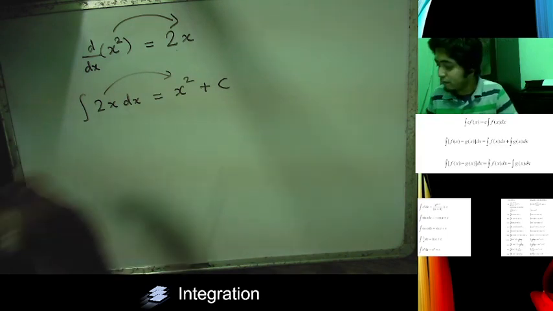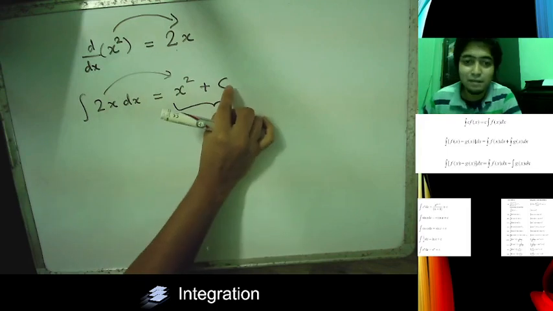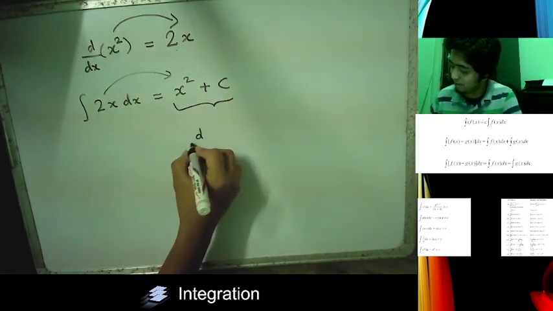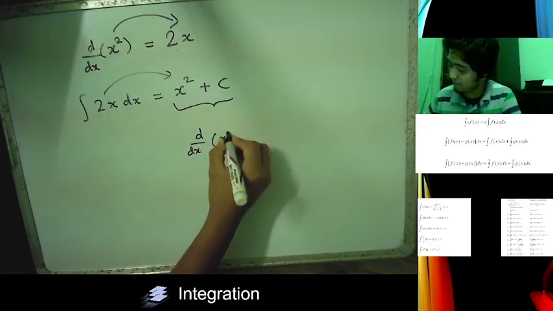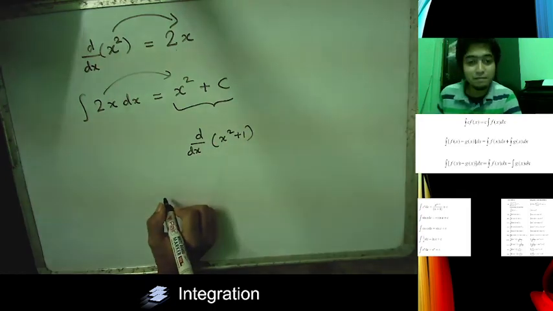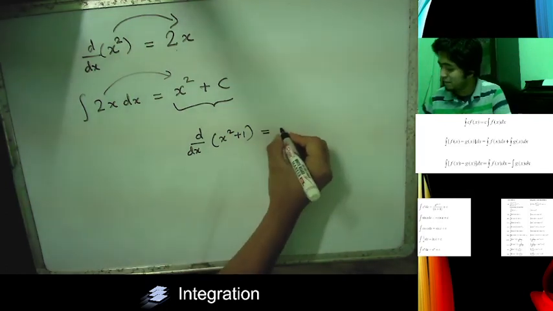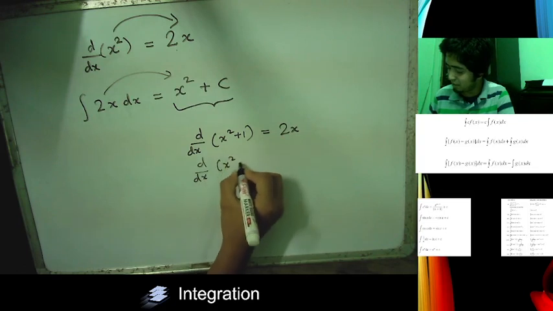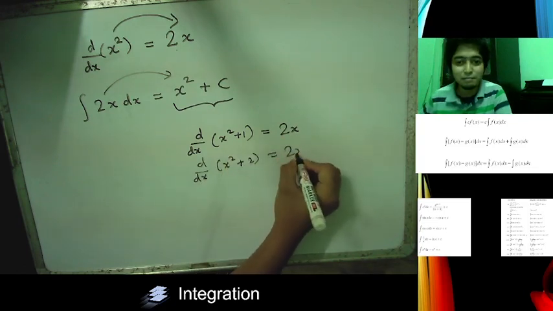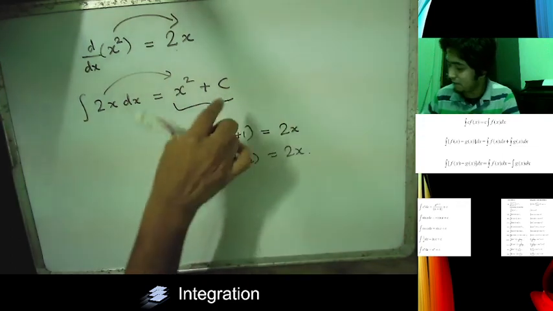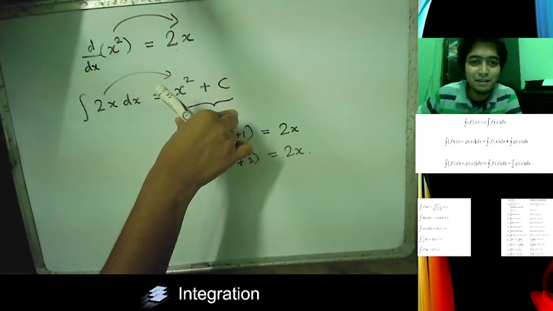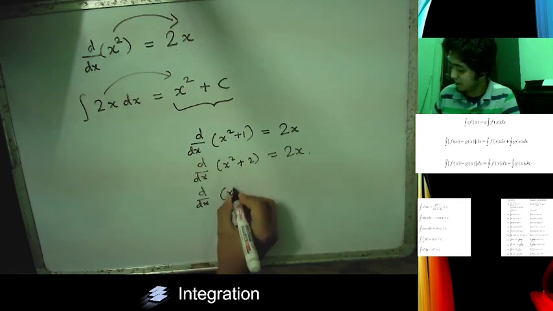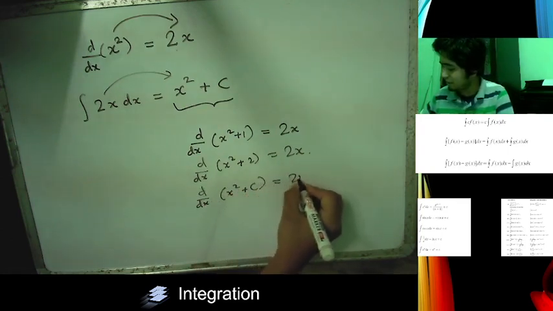But again, why plus c? Why do we need this plus c? Because if you differentiate x squared plus 1, you will still get 2x. If you differentiate x squared plus 2, you will still get 2x. In other words, if you differentiate x squared plus c, d/dx of x squared plus c, you will still get 2x.